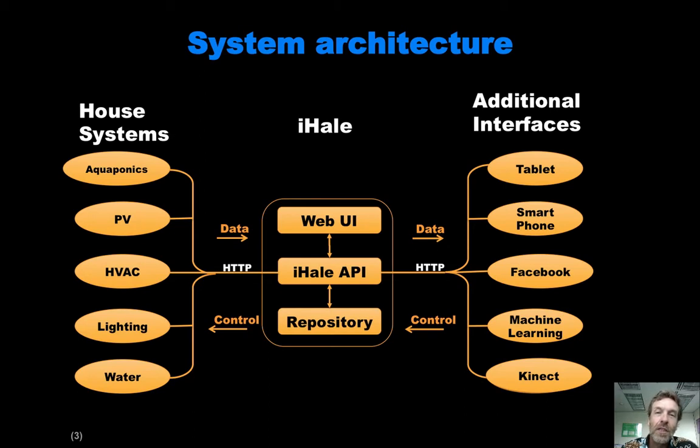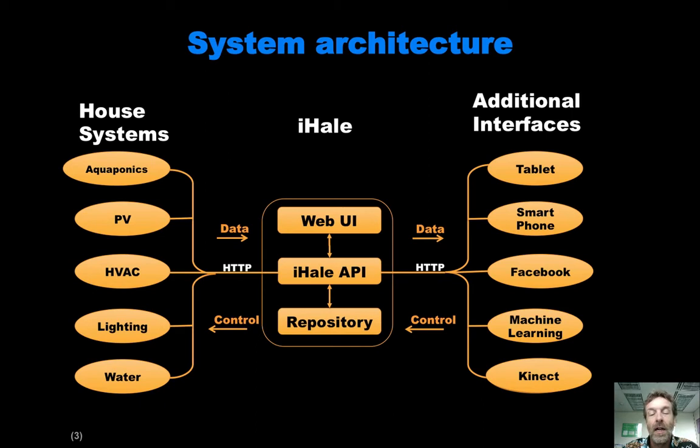The organizing principle for this architecture is that all of the various systems in the house are going to communicate using HTTP, the HTTP protocol, which is on top of TCP/IP. So we're assuming essentially that all these devices are probably going to have a Wi-Fi connection and therefore an internet address. On the left-hand side, you can see the various systems in the house, like the aquaponics system, photovoltaic, and so forth. And then they'll communicate to this centralized system that we're calling iHale. And that will have a web front-end user interface.